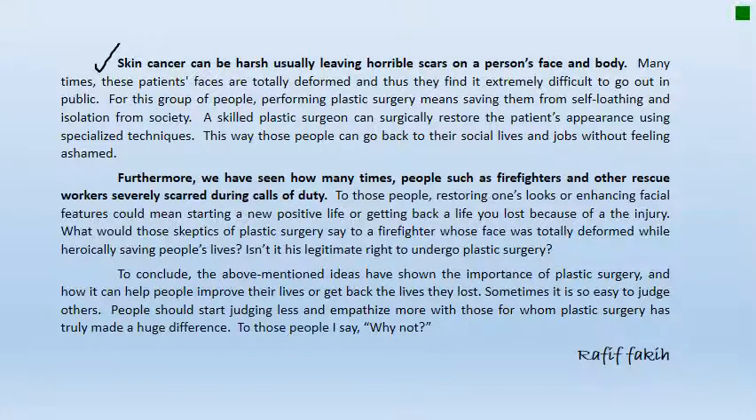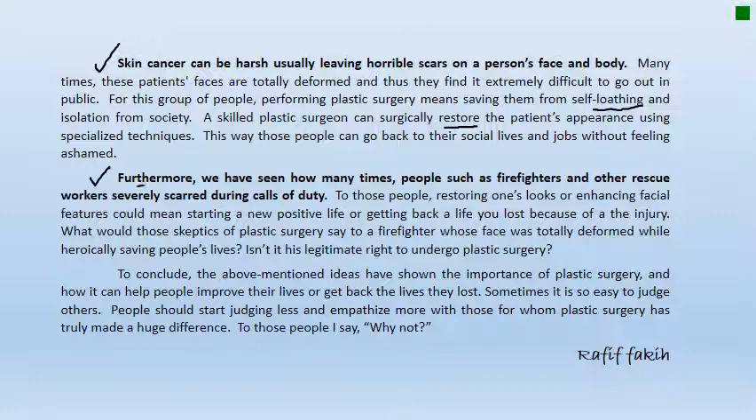Now, another reason why we should be pro plastic surgery. Skin cancer can be harsh, usually leaving horrible scars on a person's face and body. Many times, these patients' faces are totally deformed or scarred, and thus they find it extremely difficult to go out in public. For this group of people, performing plastic surgery means saving them from self-loathing, self-hating, and isolation from society. A skilled plastic surgeon can surgically bring back to the old self the patient's appearance using specialized techniques. This way, those people can go back to their social lives and jobs without feeling ashamed.